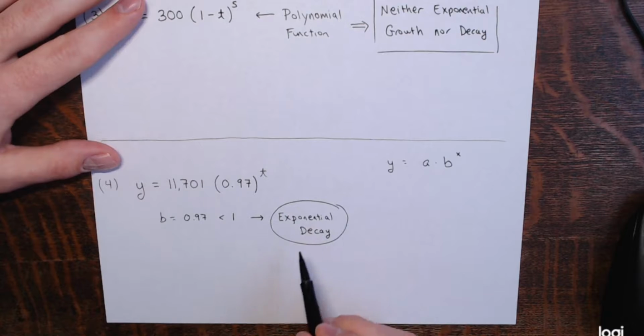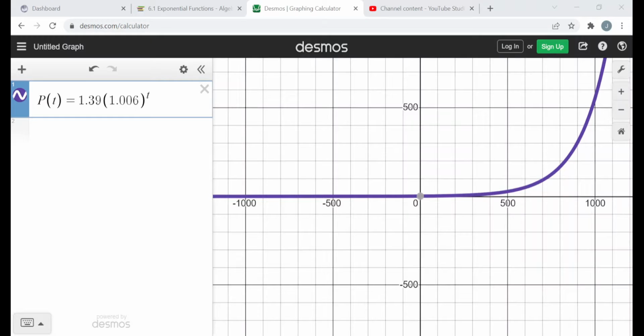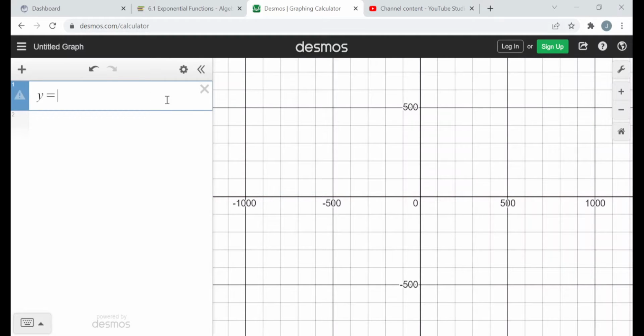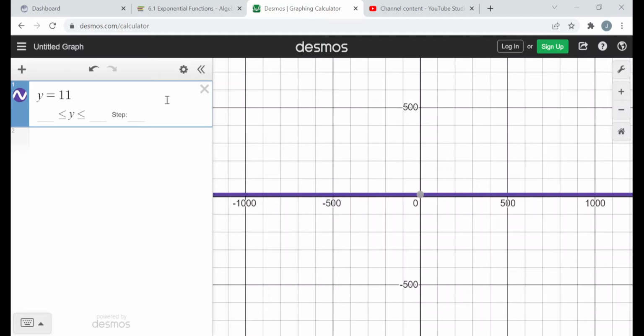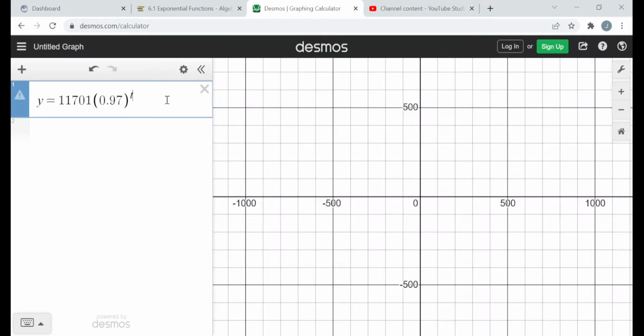And again, I'll show you. Go to the Desmos site. I'll just get rid of all that. Y equals 11,701 times 0.97 to the t. Right. And you can definitely see the decay, the decrease as you go to the right.